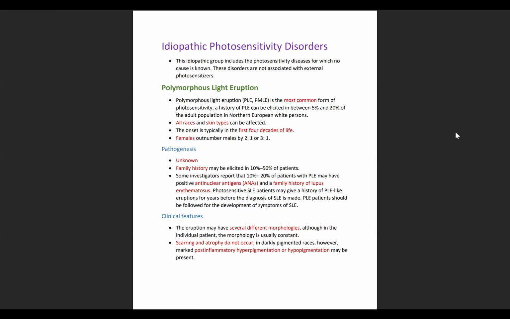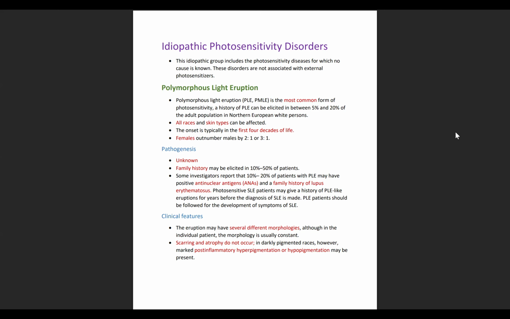بسم الله الرحمن الرحيم. بهذه المحاضرة حنشرح النوع الثاني من الفوتوسنسيتيف رياكشن اللي هو Idiopathic Photosensitivity Disorders. This idiopathic group include the photosensitivity disease for which no cause is known. These disorders are not associated with external photosensitizers. example عليها اللي هي Polymorphous light eruption.